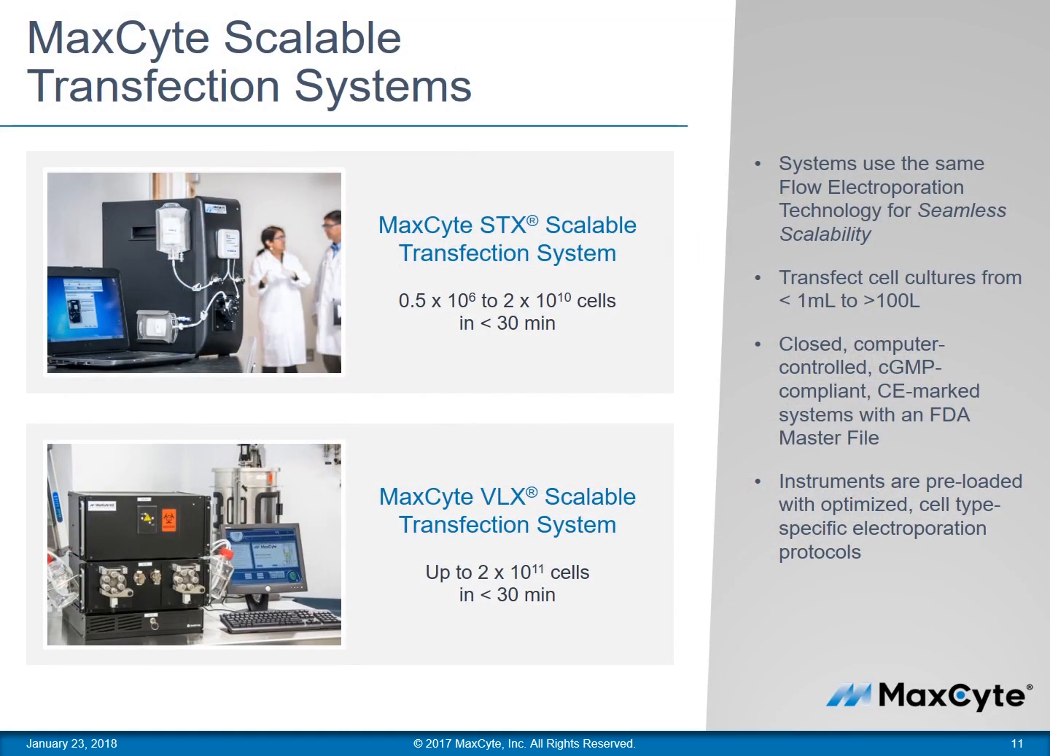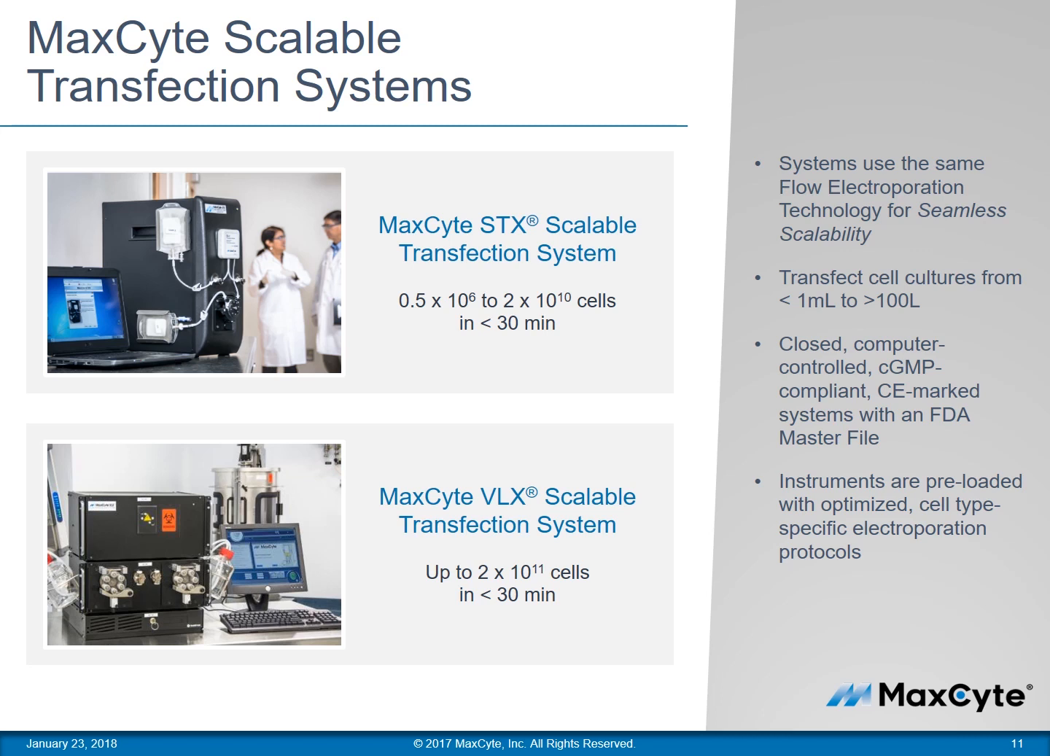MaxCyte offers two different instruments for basic research, bioproduction, and high-throughput screening applications. The MaxCyte XDX instrument can transfect as few as 500,000 cells or up to 20 billion cells at one time. Smaller cell numbers up to 700 million cells are transfected in a few seconds. Large numbers of cells flow through the electroporation chamber.